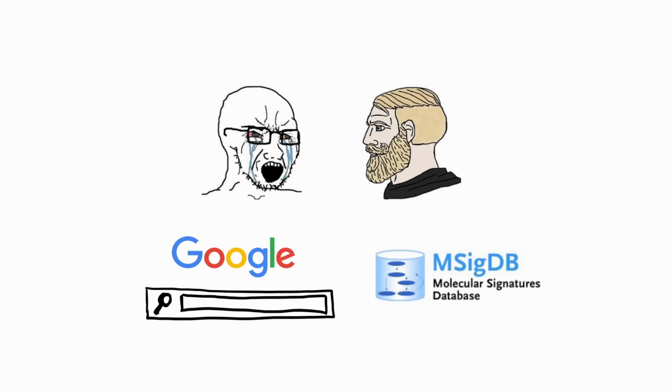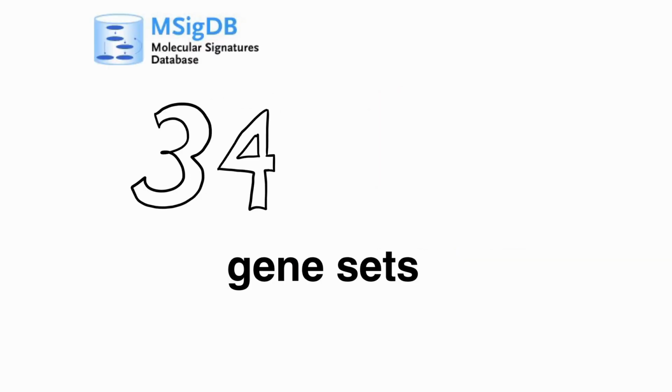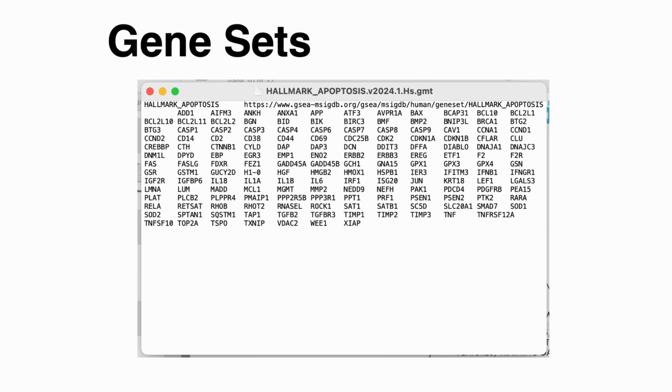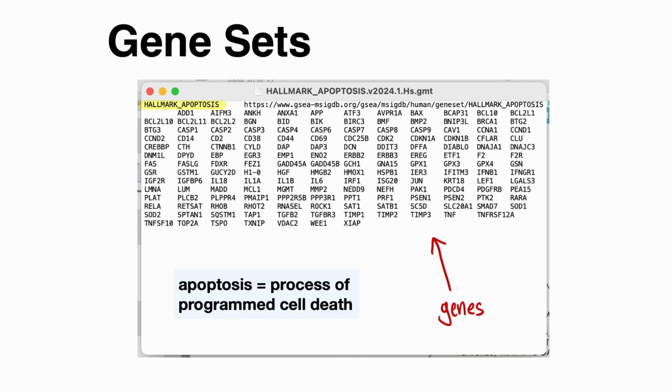The Molecular Signatures Database currently contains 34,837 gene sets as of December 2024. But what are gene sets? They are defined by a name and a list of genes that are somehow related to each other. For example, the hallmark apoptosis gene set. Apoptosis means cell death, so genes that are typically active when a cell dies are listed. Generally speaking, a gene set contains up to a couple hundred genes.